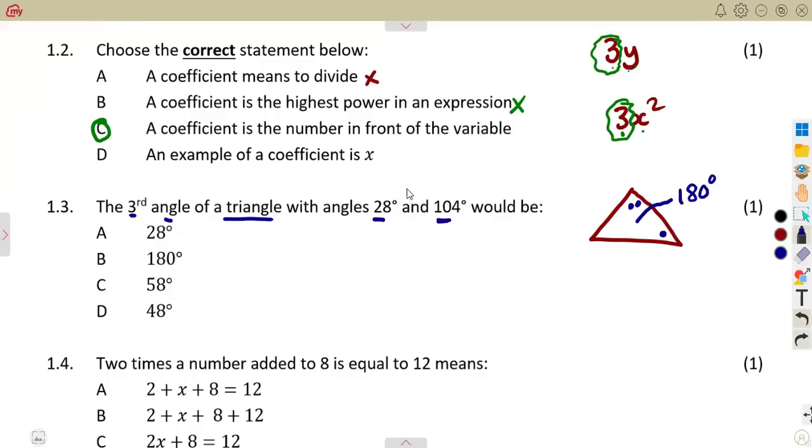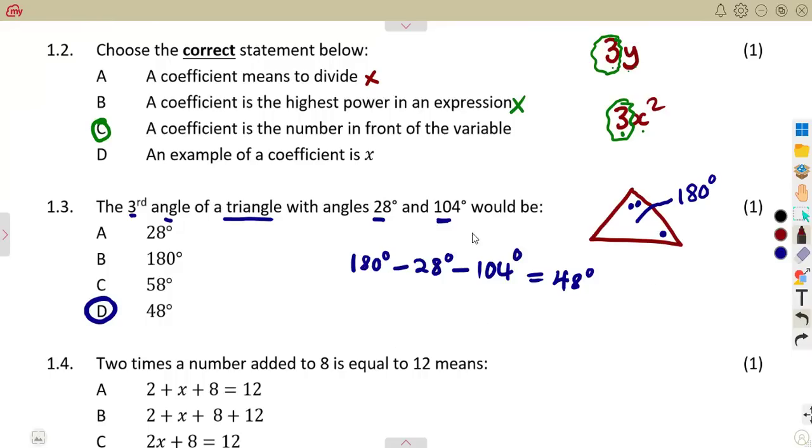You are going to simply subtract these two angles from 180 degrees. We are given two angles, we need to find the third one here. So out of 180 degrees, we are going to subtract the two given angles. So you subtract 28, we also subtract the 104 degrees. That is going to give us the remaining angle, which is the third angle of the triangle. And that is going to be 48 degrees if you subtract properly. So that is on D.